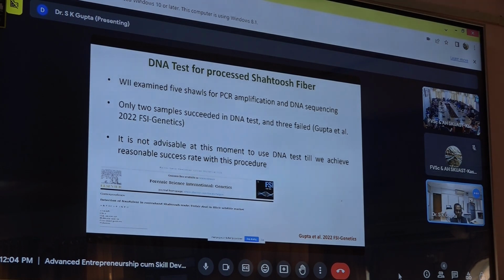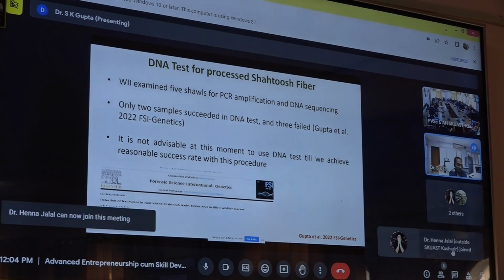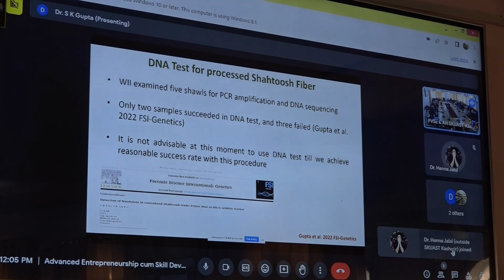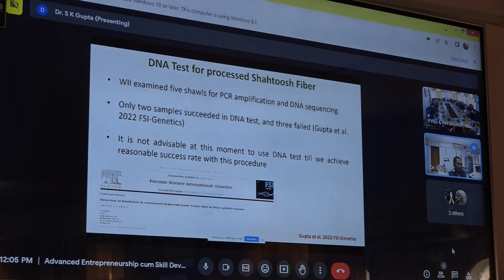Because when the fiber or wool is finished, there is a lot of treatment and a lot of dyeing process involved. With the treatment and dye, sometimes DNA extraction is extremely difficult and sometimes it is impossible to get DNA from the finished product. But it has already been examined with raw wool hair, and in raw wool hair we can easily extract the DNA because it is untreated. Out of five we could get only two samples where DNA could be extracted.